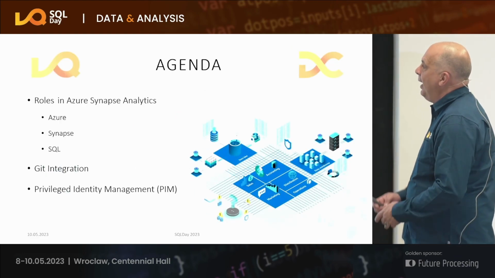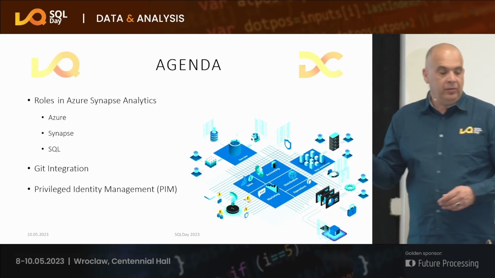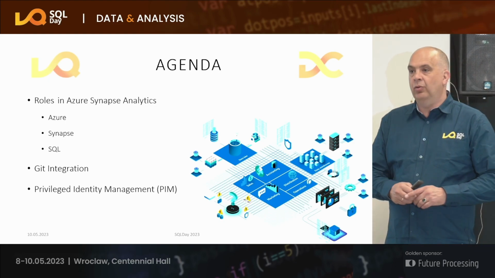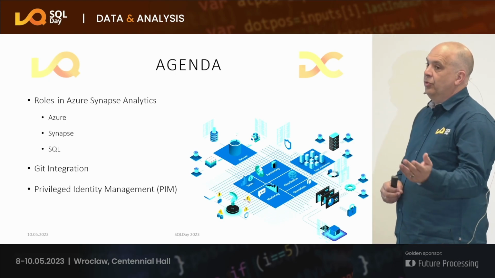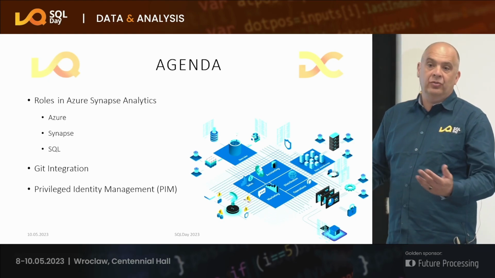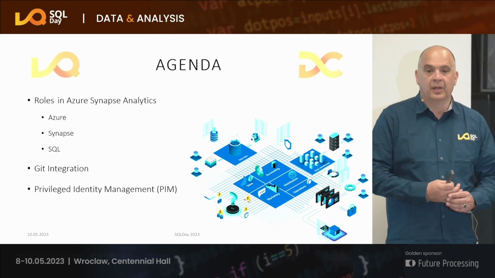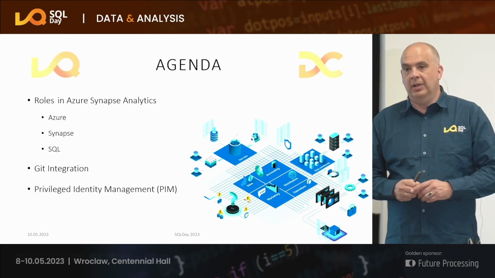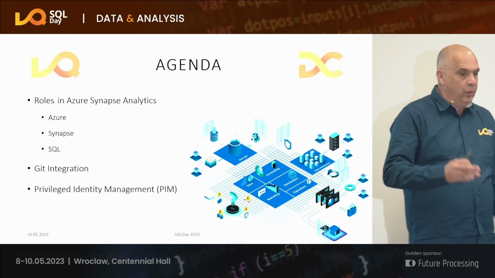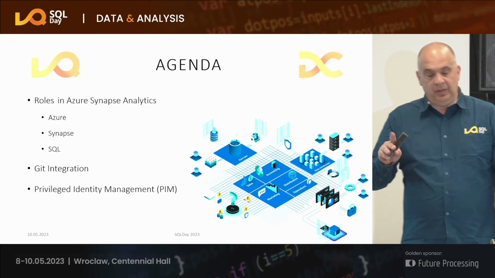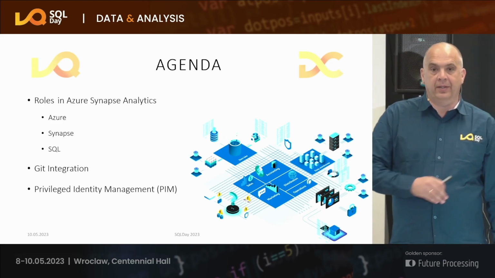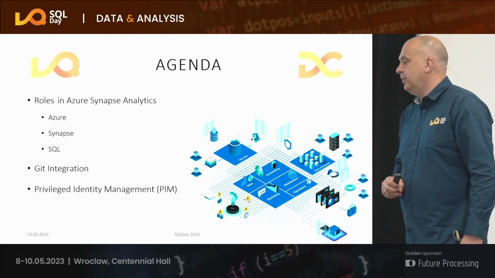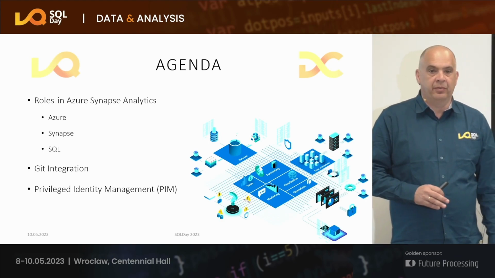So for today, I've created a small agenda. We're going to talk about the different roles in Azure Synapse Analytics. What you need to do to get it all working in Azure, and what you need to do to get it working in Synapse. And as you all know, we have different kinds of databases or SQL pools in Synapse Analytics. What you have to do there as well. I will show you some handy tips for the Git integration. And we will talk a little bit about privileged identity management, which is currently in preview, but it's really awesome to use.